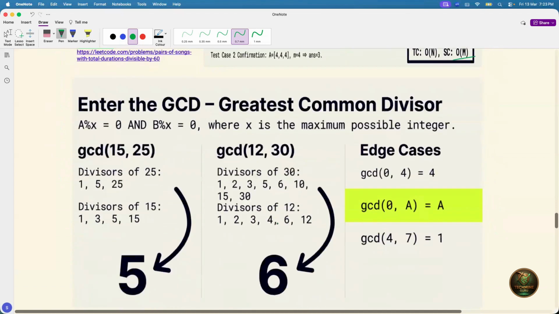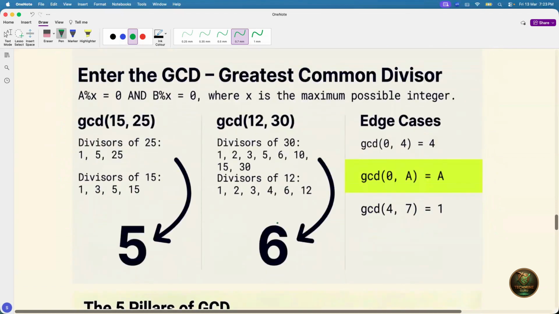So now let's understand what GCD is and how we can use it. So what is a GCD? GCD means greatest common divisor. So what is the greatest common divisor? Suppose A is a number which is completely divisible by x, and B is a number which is also divisible by x, and x is the maximum possible integer, then x can be considered as the GCD.